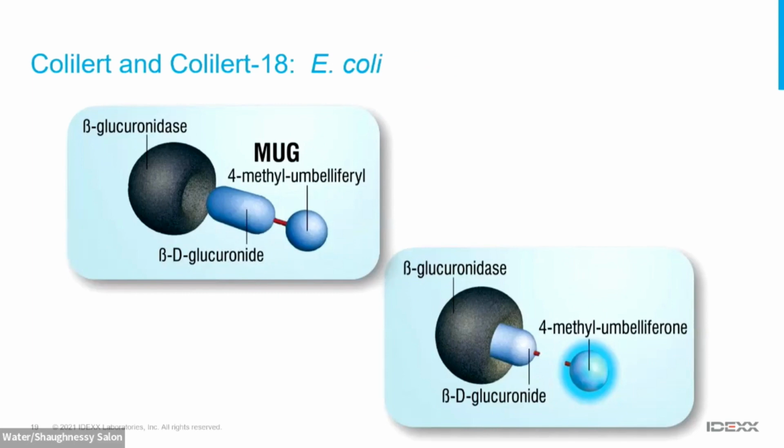The second indicator is used looking for specifically E. coli. And again, E. coli is a coliform, so it has a beta-galactosidase, so it's able to utilize the ONPG. It has another enzyme that's pretty unique to E. coli, which is this beta-glucuronidase. So we have another nutrient indicator looking for this enzyme.